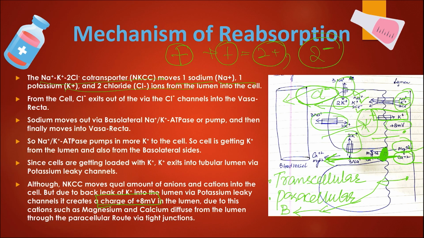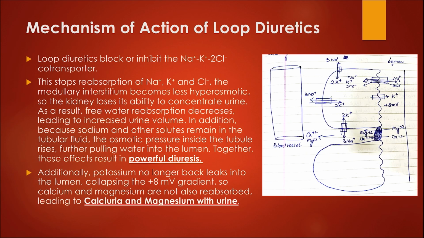So if we talk about loop diuretics, they act on the thick ascending limb of the loop of Henle. In the thick ascending limb, they block or inhibit this cotransporter. So the loop diuretics block or inhibit this sodium potassium 2 chloride cotransporter. Once this cotransporter is blocked, no sodium, no potassium and no chloride will be reabsorbed. So more and more ions will remain in the lumen.